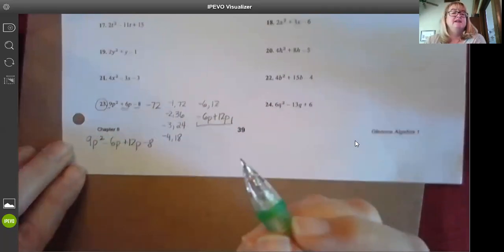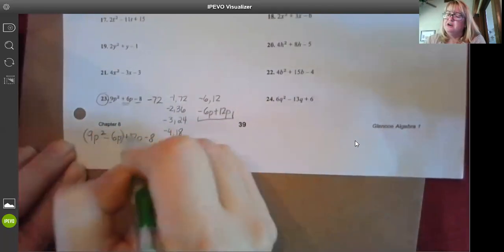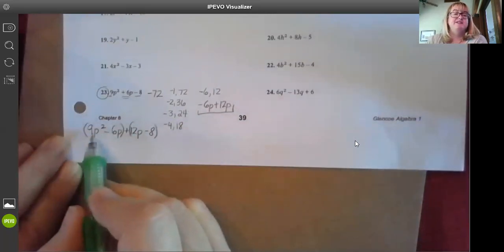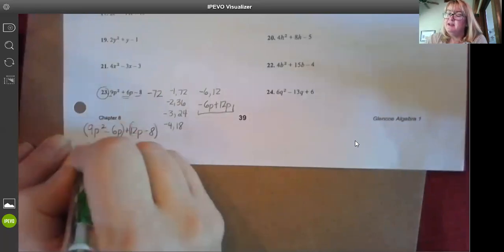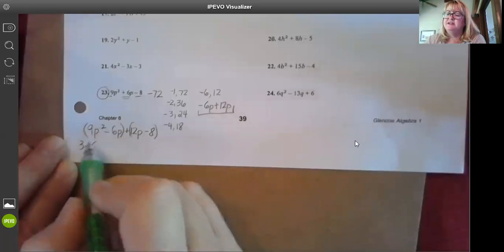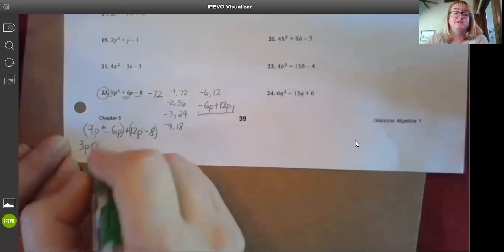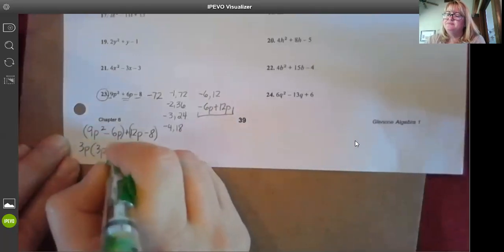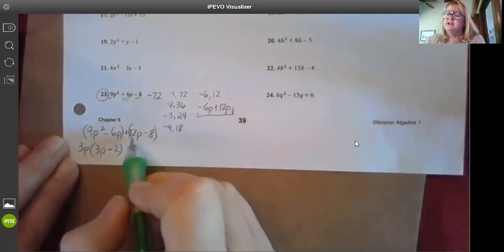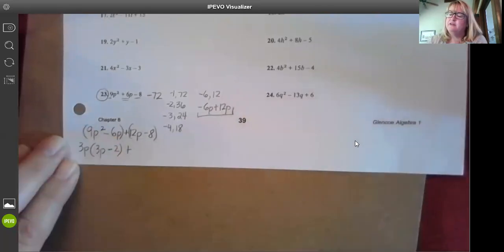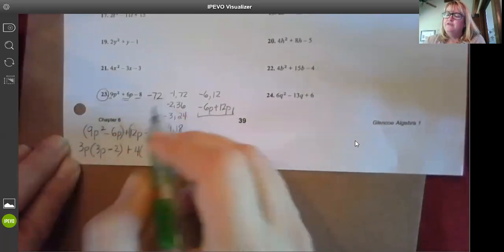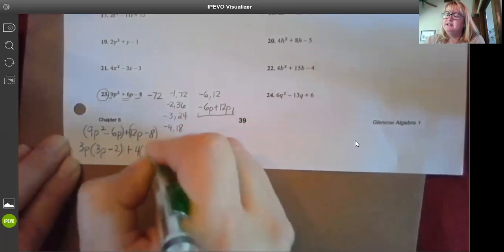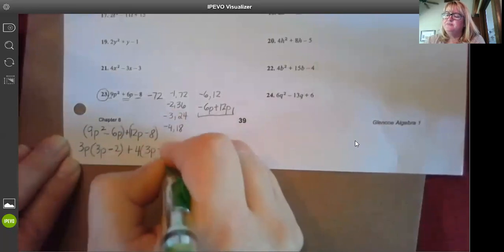All right, now we group them. First two terms, second two terms and do factoring again. What can I factor out of 9p squared minus 6p? I can factor a 3 and a p. So 3p times 9p squared divided by 3p is 3p, minus 6p divided by 3p is 2. Plus, all right, what can I factor out of 12p minus 8? I can factor a 4. 4 times 12p, or 12p divided by 4 is 3p, minus 8 divided by 4 is 2.